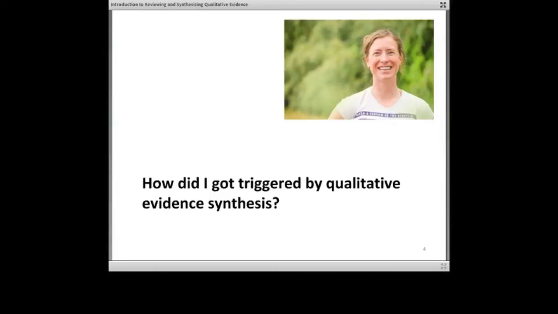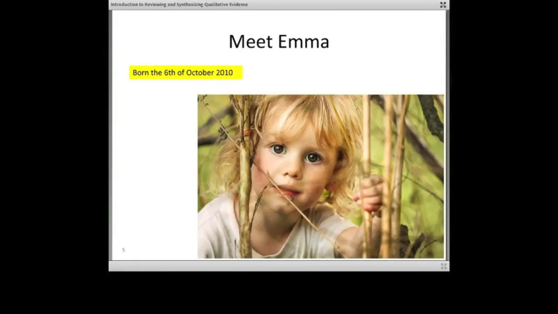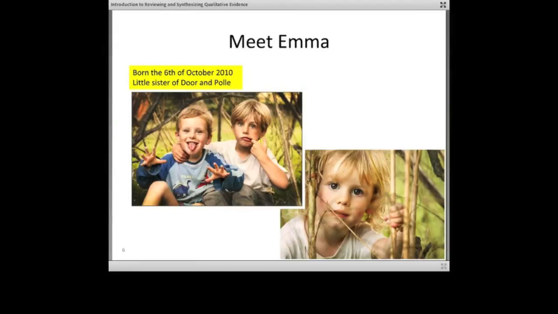So how did I get triggered by qualitative evidence synthesis? Let's start with the very beginning. It's always a good point to start. Meet Emma. Emma is the youngest in our family, and I'm going to use her as a case to explain why effectiveness reviews have failed me, and more specifically, what has been my worst evidence-based case scenario so far. Emma was born on the 6th of October 2010 and is the little sister of Dor and Paula, who you might see on this slide. And apart from a lot of joy, she also brought a lot of frustration in me.